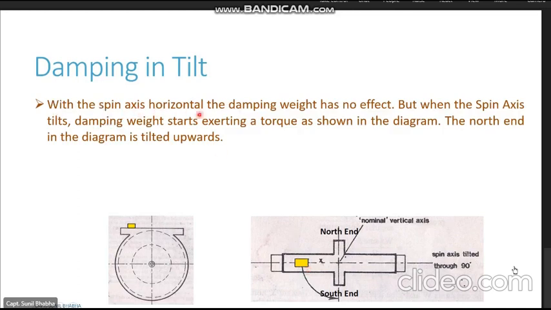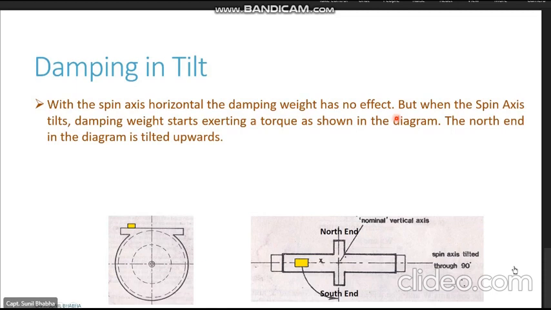Now with the spin axis horizontal, that means the first diagram, the damping weight has no effect at all. It does not generate any effect at all because the damping weight is in the same plane as the rotor. It is offset to the west, so it will try to push the western part of the casing downwards, but that's not possible because the casing is fixed and not free to spin. The casing is not free to spin, so it is not able to push the westerly side of the casing down. So with the spin axis horizontal, that means the first diagram on the left hand side, the damping weight has no effect at all.